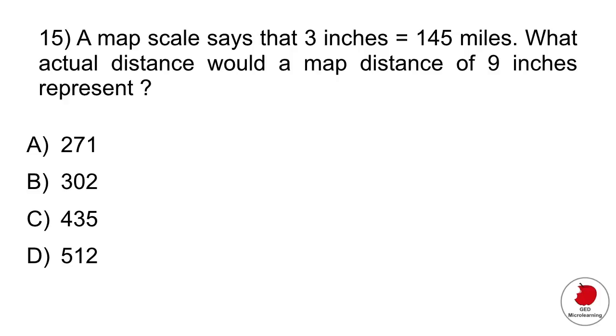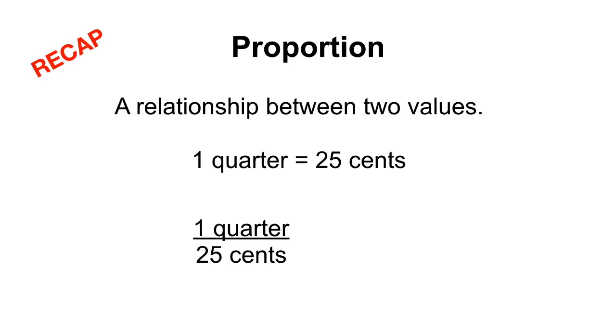Okay, so this is a proportion problem, as I said. So just a quick recap. A proportion is basically a relationship between two values. So if I told you, for example, 1/4 is equal to 25 cents, that's a proportion. And you would set it up as you see below, right? So 1/4 divided by 25 cents. And if I asked you, how much is 7/4 in cents? You would set up a proportion like this. And what you would do is multiply across and solve for x.